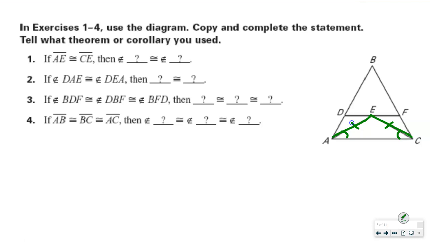So looking at my first one, I would call that EAC. Angle EAC would be congruent with angle ECA. And that was the base angles theorem. We knew the sides were congruent, so then it followed that those angles were congruent. Okay, let's look at the next one.